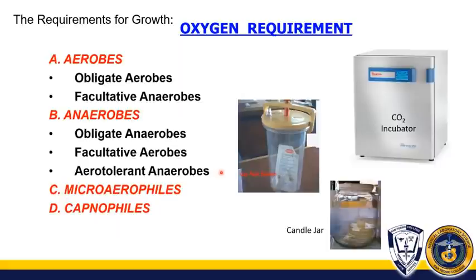Okay? And what about microaerophilic organisms? Now, these require oxygen to survive, but only at a lower concentration, about 20% concentration of oxygen. Low levels of oxygen concentration are needed to survive. These are called microaerophiles. Many microaerophiles are also capnophiles.